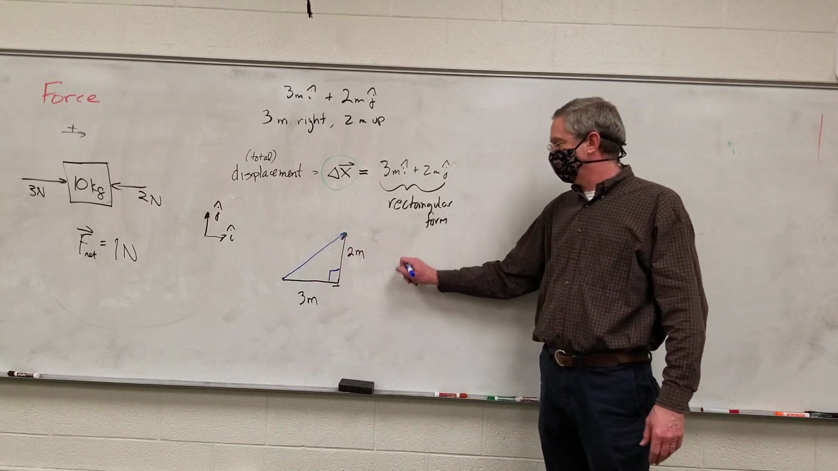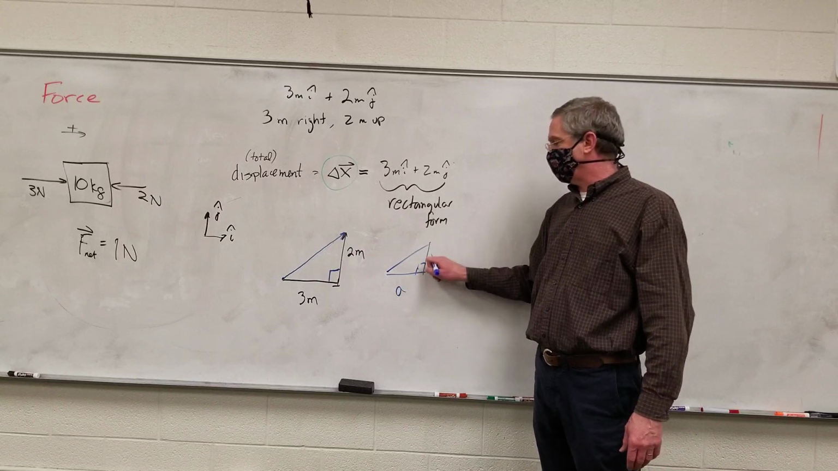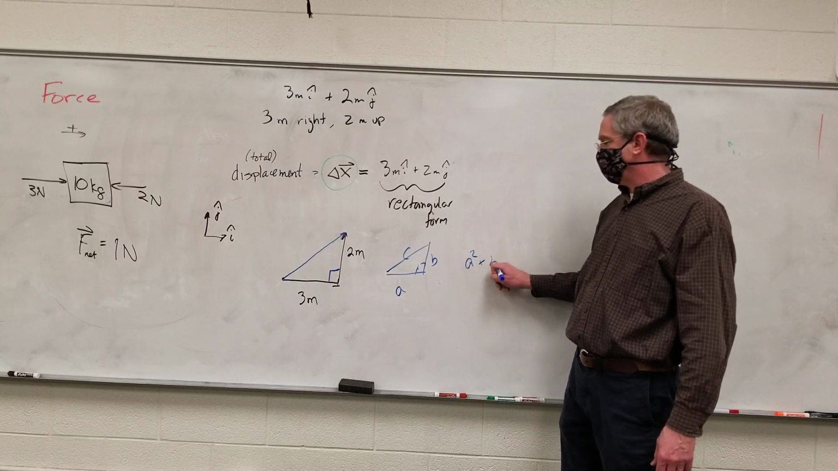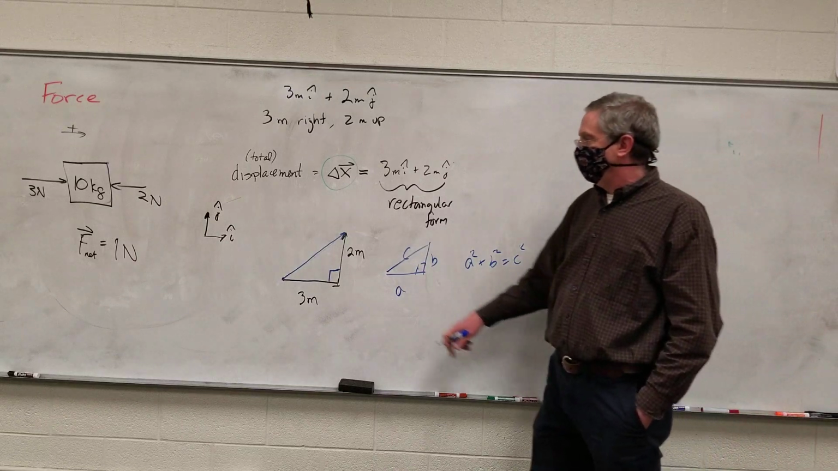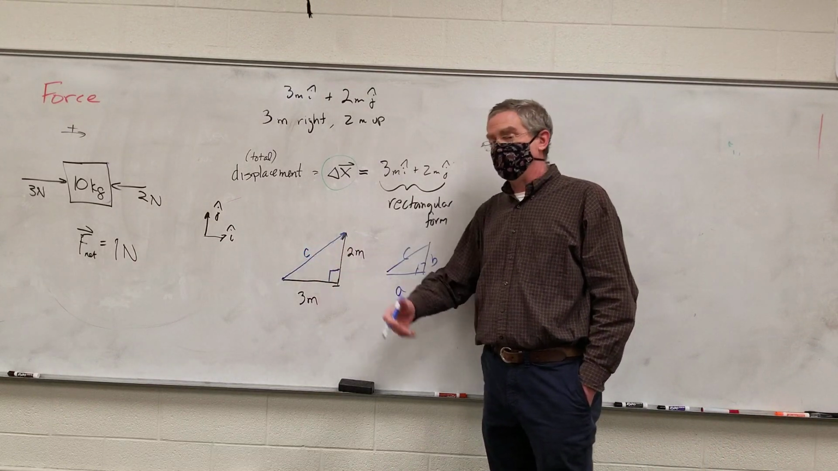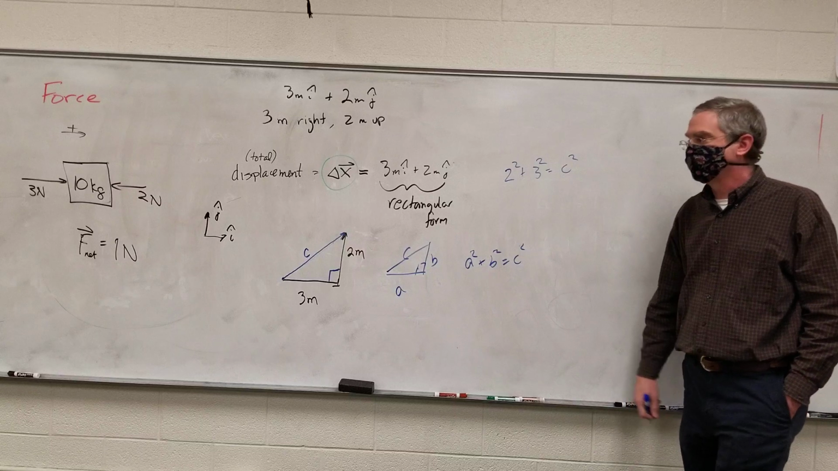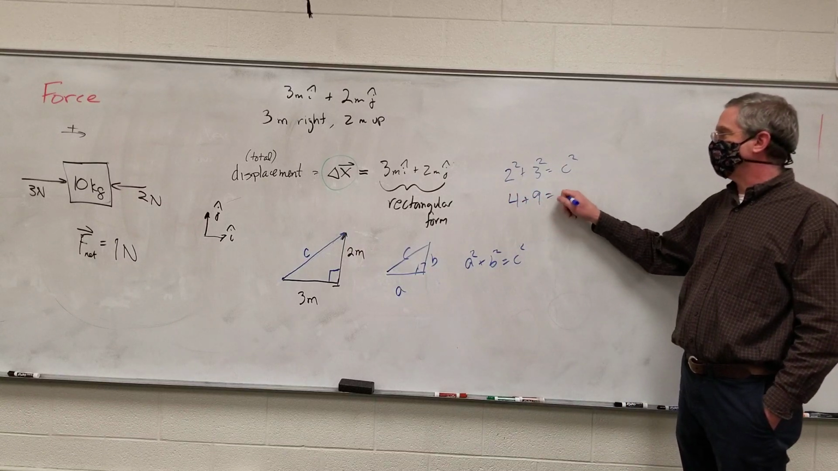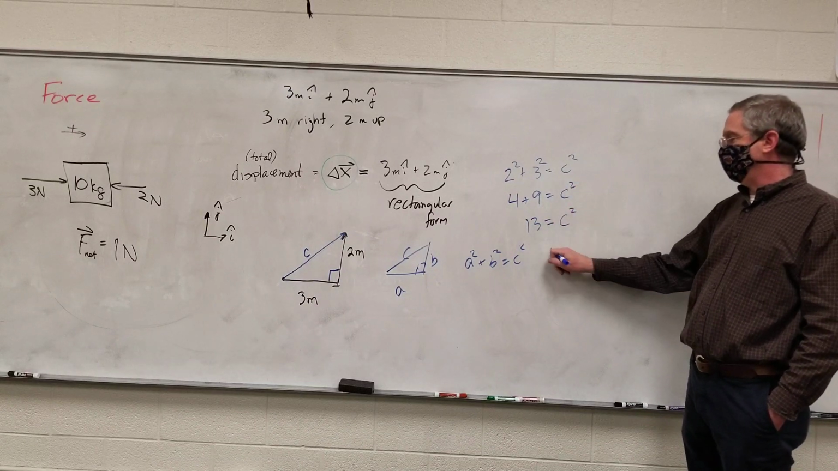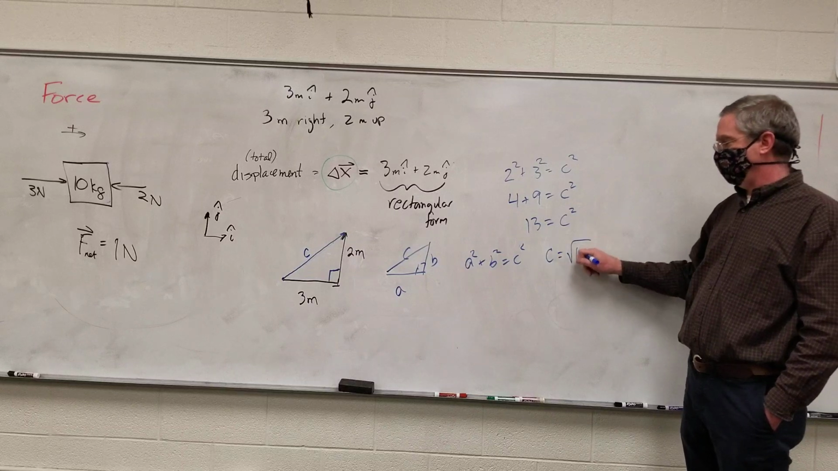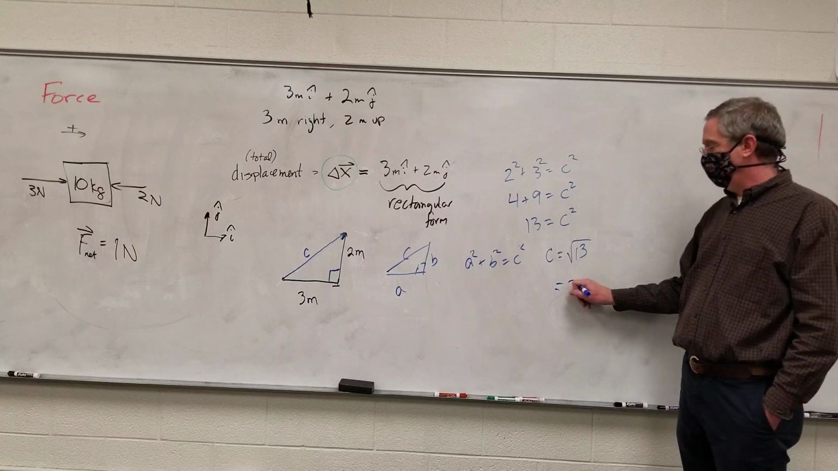If you have a right triangle, in other words, any triangle with a right angle in it, besides A, B, and C, a squared plus b squared is equal to c squared. So if I label this, let's just say C for right now. 2 squared plus 3 squared is equal to c squared. 4 plus 9 is equal to c squared. 13 equals c squared, therefore c is the square root of 13, which is something absolutely spectacular that will change your world. 3 point something.